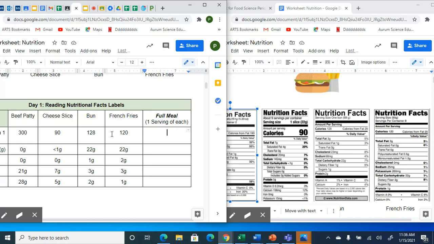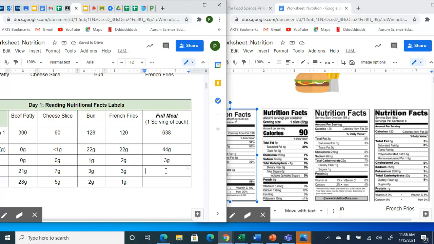All right, 300 plus 90 plus 128 plus 120, 638. This one, 22 and 22 is 44. We'll just call it 44 grams. This one would be 3 grams.